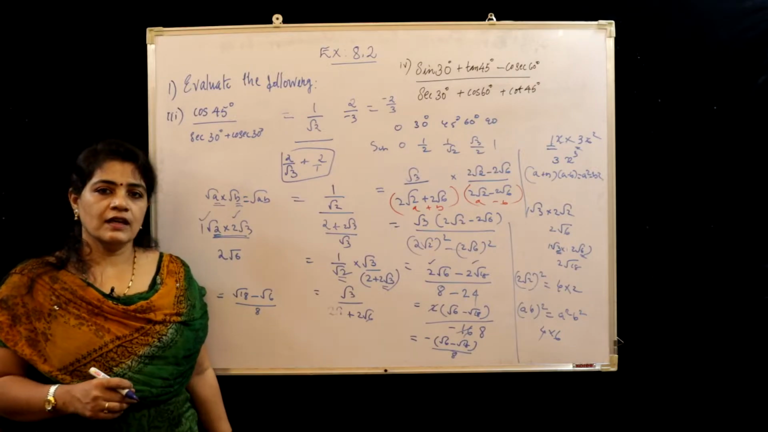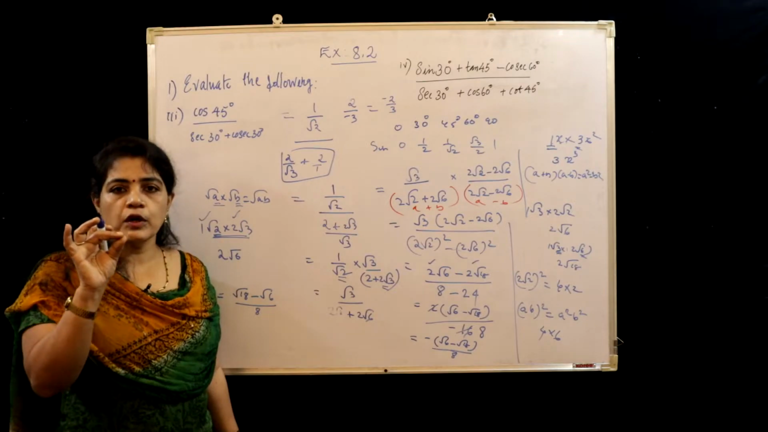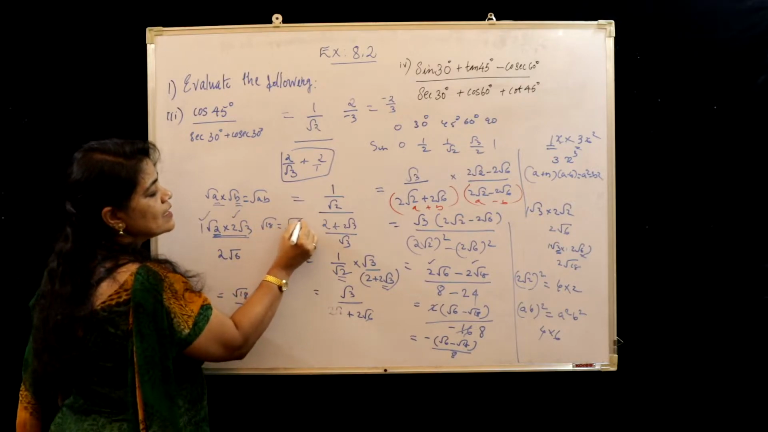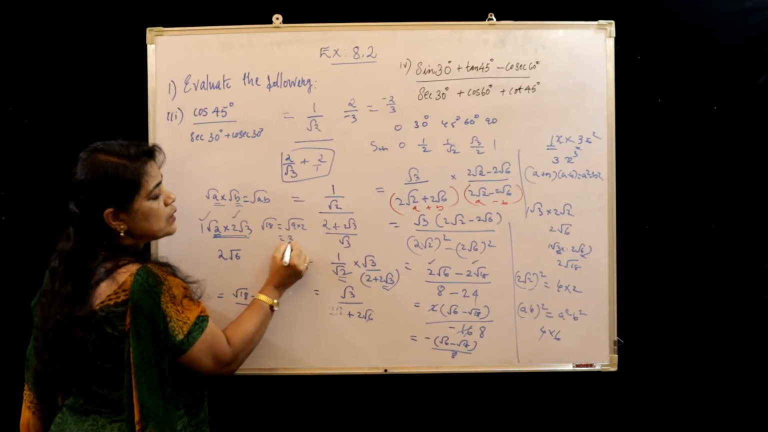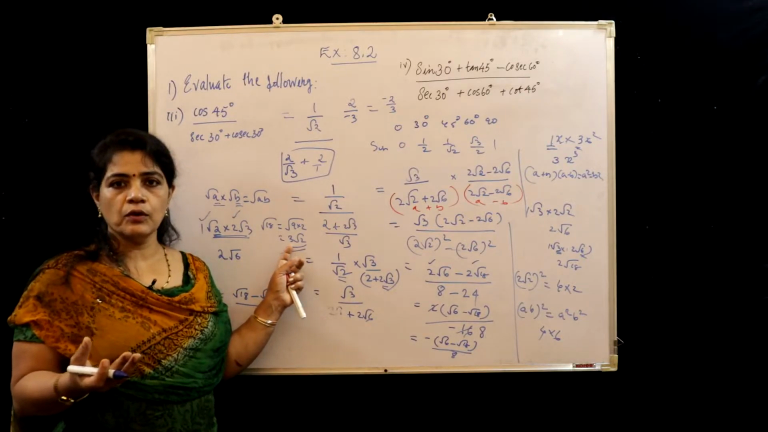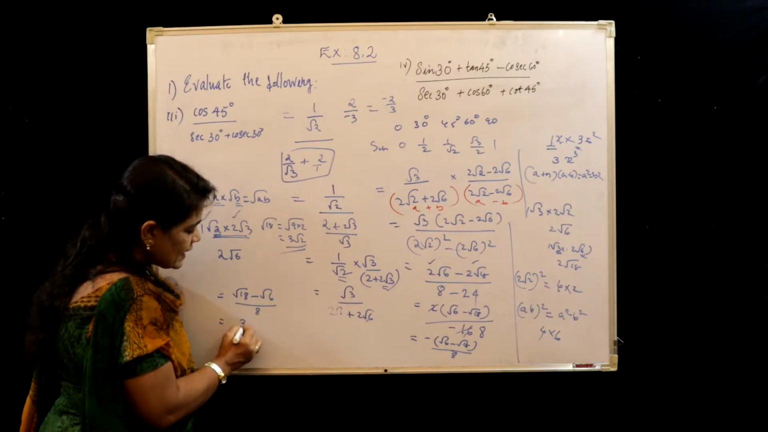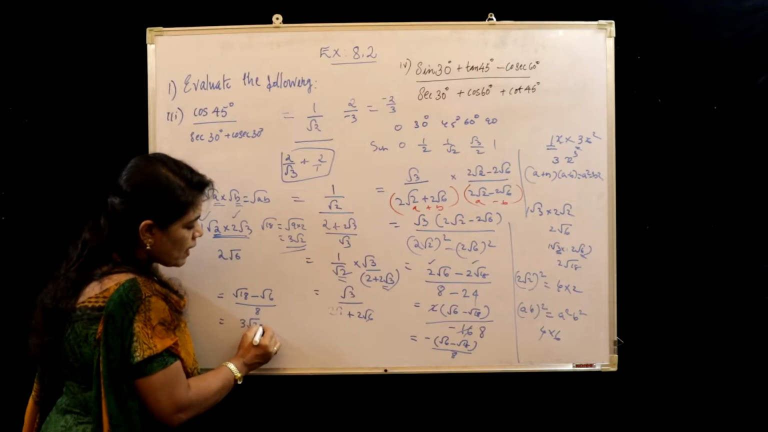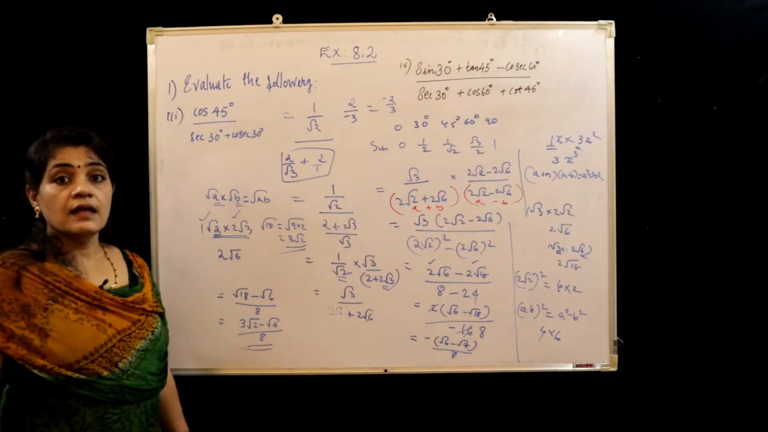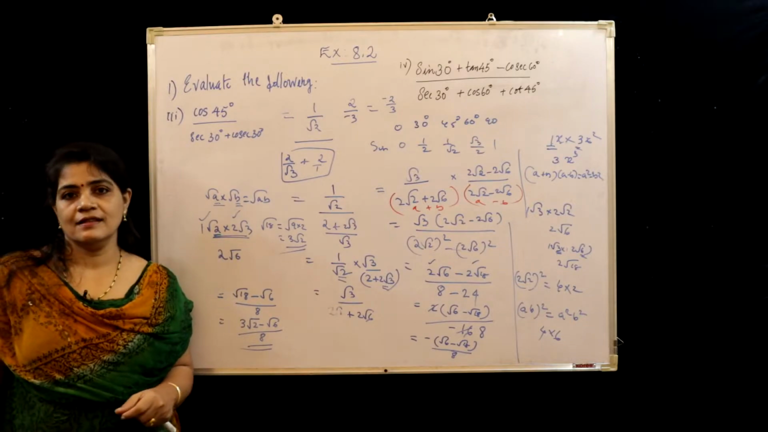We need one more simplification because root 18, children listen, under the square root, 18 can be written as 9 into 2, that is 3 root 2. Or by prime factorization you will get 3 root 2. So this root 18 can be replaced in the form 3 root 2 minus root 6 divided by 8. This is the value of cos 45 divided by sec 30 plus cosec 30.